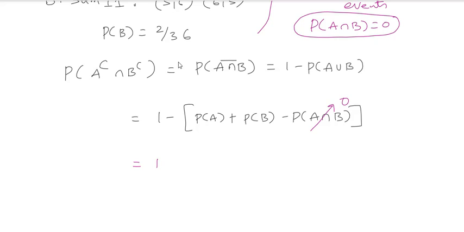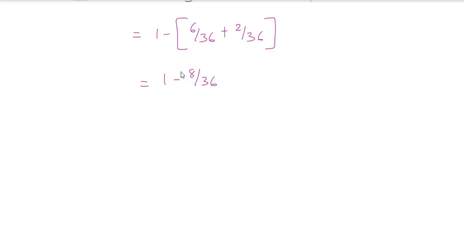You will get the answer: 1 minus probability of A, which is 6 divided by 36, plus the probability of B, which is 2 divided by 36. So that gives 1 minus (6 plus 2), that is 8 by 36. So 1 minus 8 by 36, I think you will have 28 by 36. Again, dividing by 4, we will have 7 divided by 9 as the answer. Clear? That is how you have to solve these things.